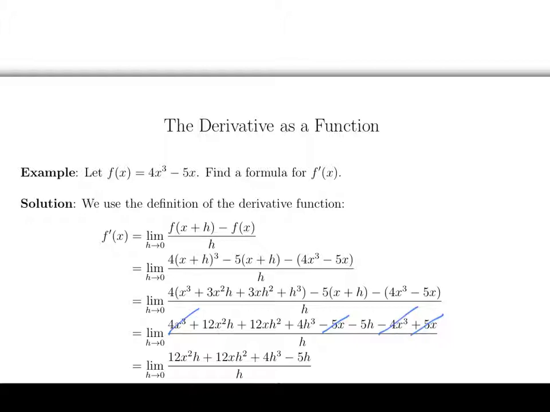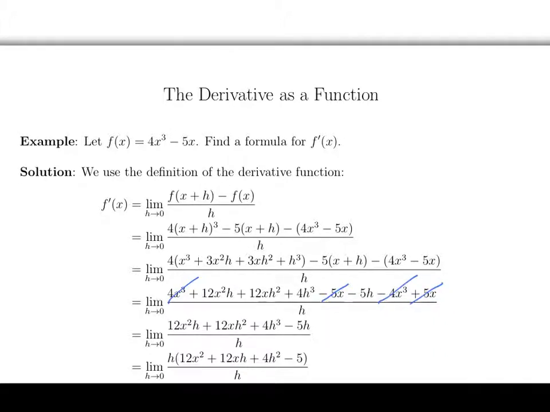So after we collect everything, then we get this expression. Remember what our goal is. We're going to try to factor out an h because what we really want to do is cancel out this h in the bottom. So this theme has been recurring. So we factor out that h, and then we're going to cancel.